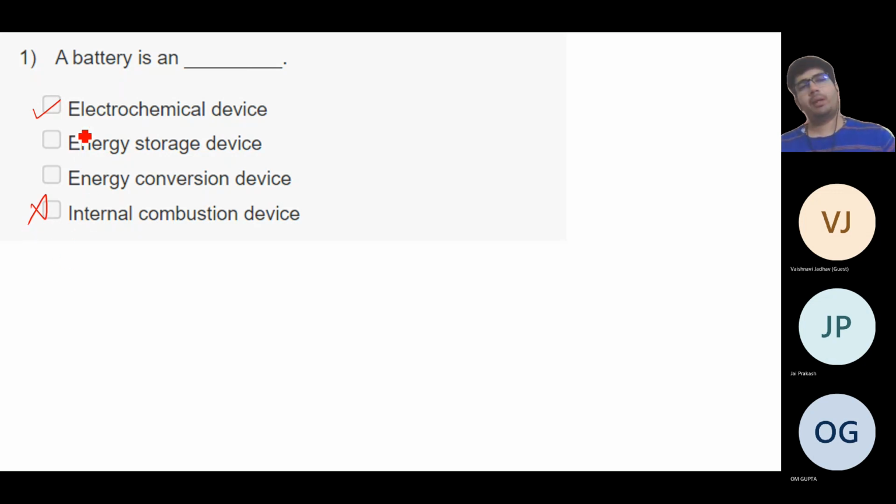Now come to options B and C. B is energy storage device. So yes, because in a battery we can store some chemicals and that chemical can deliver energy. So it's an energy storage device also. So B seems also correct. Now C, energy conversion device.